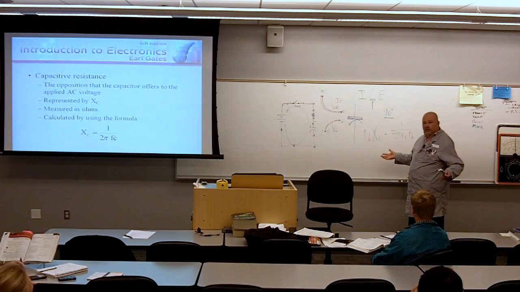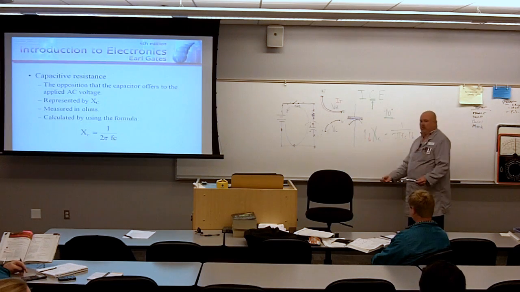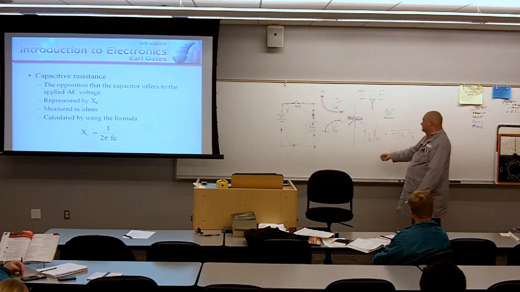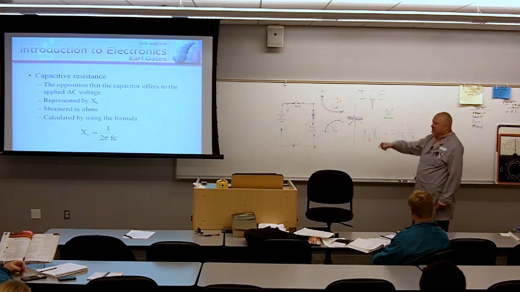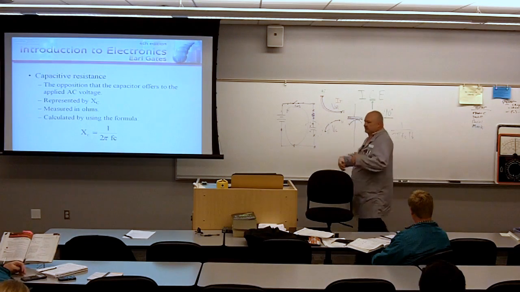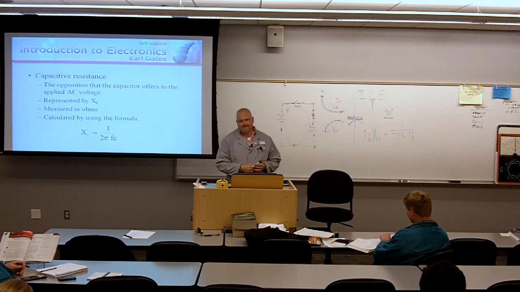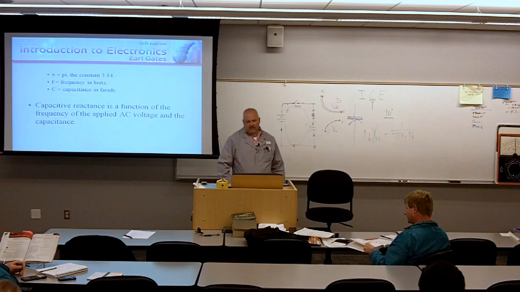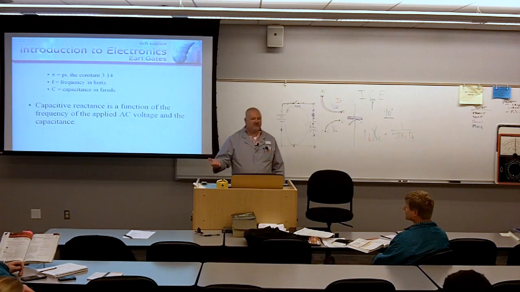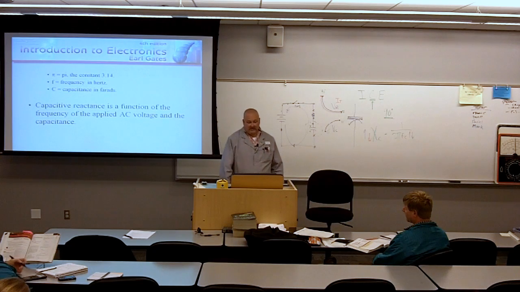That's the formula. Once you implement this formula, I could put these components in series and parallel, whatever, it's all good. This formula drives this entire chapter. Pi is the mathematical constant, 3.14. Don't use that though, use the pi key in your calculator. F, frequency in hertz, C, capacitance in farads.